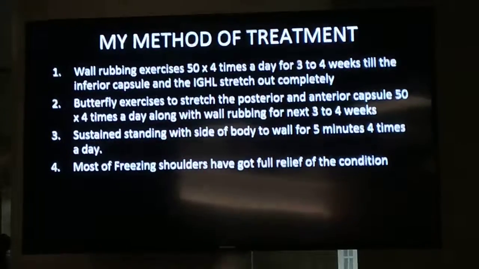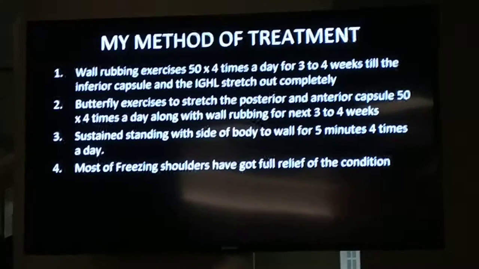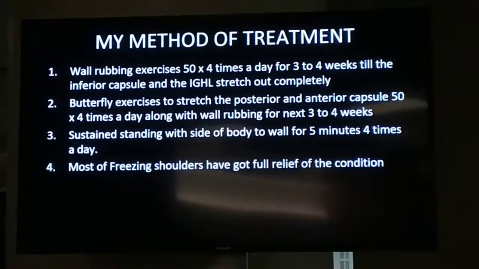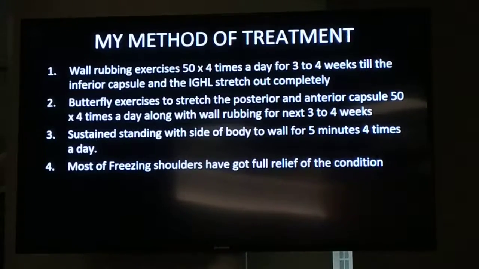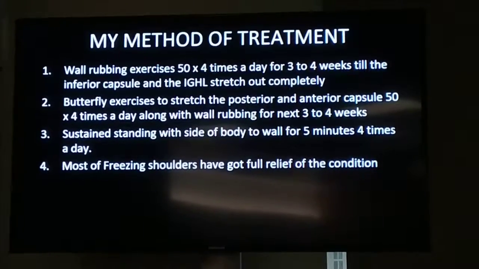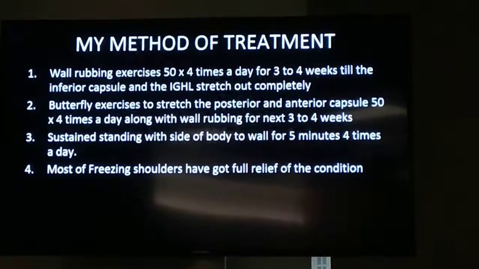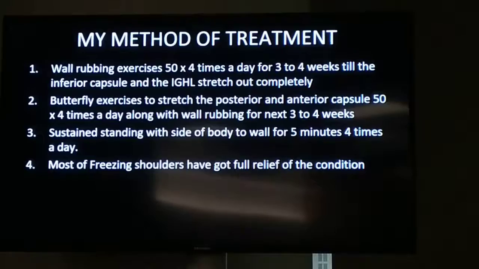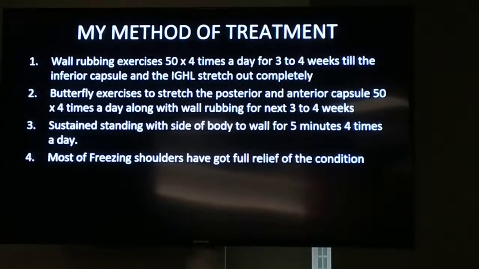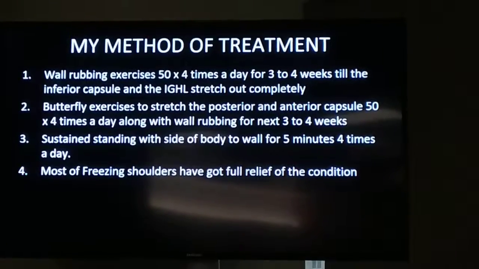My method of treatment first is wall rubbing. You tell the patient to do wall rubbing exercises. 50. He has to do 50, otherwise I say you don't come back. 50, 4 times a day for 3 to 4 weeks till the inferior capsule and the inferior part of the glenohumeral ligament stretches out completely. The patient cannot go into abduction and external rotation until he stretches the inferior capsule and the anterior part of the inferior glenohumeral ligament. This he has to do.